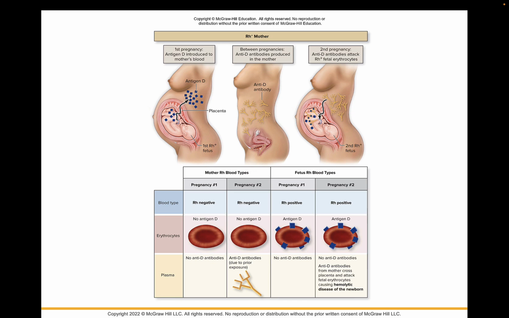Now, if we look at pregnancy number 2, now we actually have the problem. So now the mother is Rh negative, but she actually has anti-D antibodies. So this can be a significant issue, especially if the developing fetus is going to be Rh positive. As noted, the first pregnancy is not an issue, but any pregnancy further down the line, because anti-D antibodies from the mother are there, they can actually attack the red blood cells of the fetus and create hemolytic disease in the newborn.